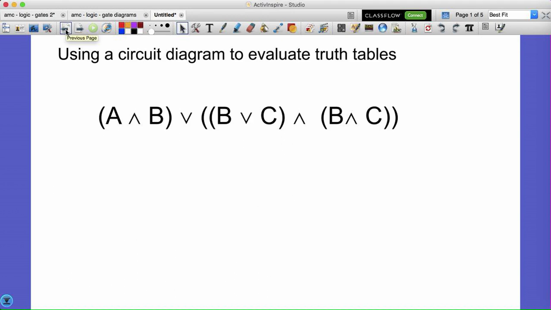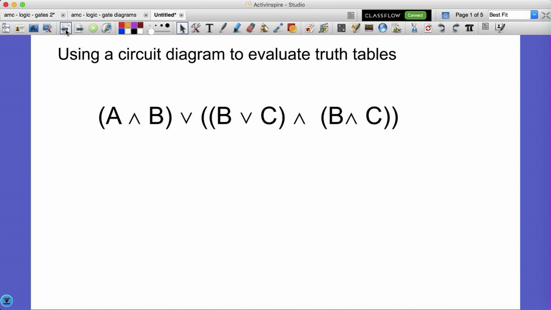Hey class, Mr. Moyden here with a video lesson to help you understand how to use circuits from a Boolean expression to help you figure out the truth or falseness of a particular statement. So if you take a look at this example problem, you should have it on your handout. It's kind of hairy looking.